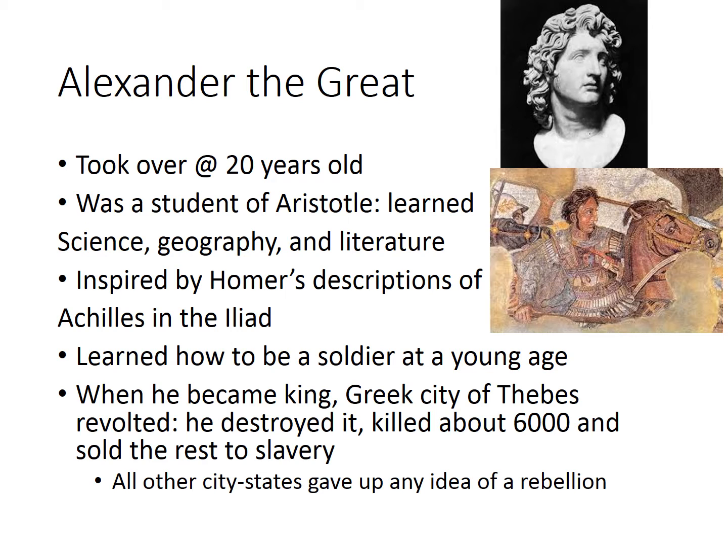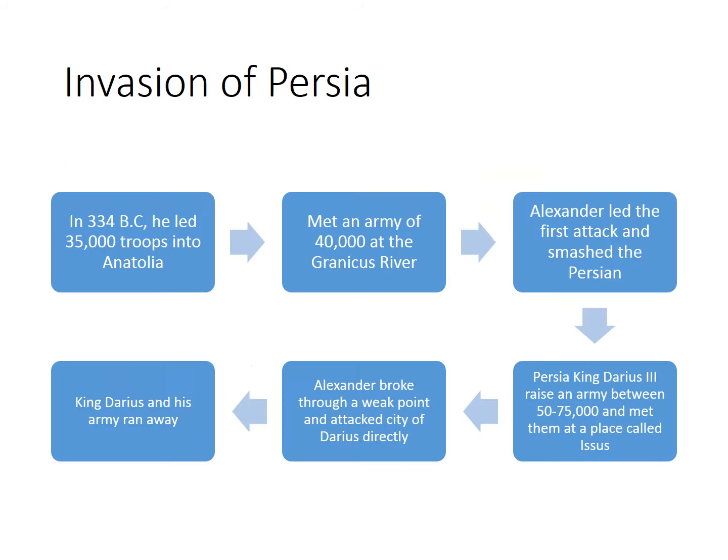And unfortunately, when he became king, one of the Greek city-states he had control over, called Thebes, revolted against him. He was able to quickly crush the rebellion, and to set an example for just how strong he is as a king, he killed about 6,000 citizens of Thebes, and everyone else was sold into slavery. When you see something like that happen to your fellow Greeks, it teaches you to not rebel. And so all the other Greeks gave up any idea of a rebellion.